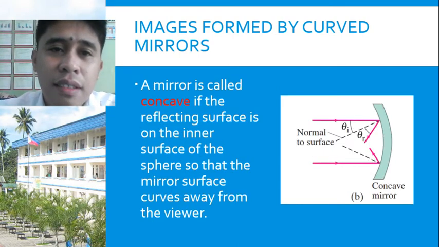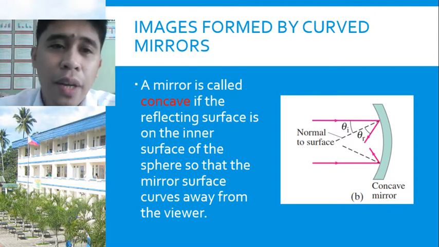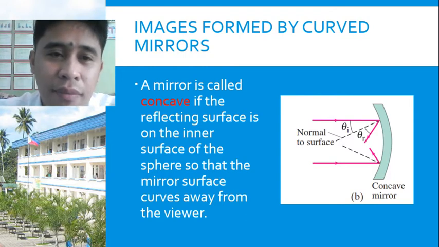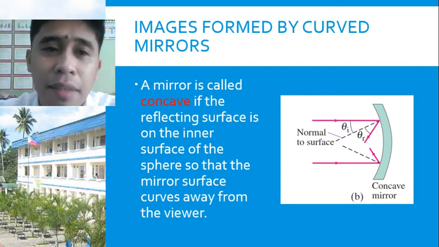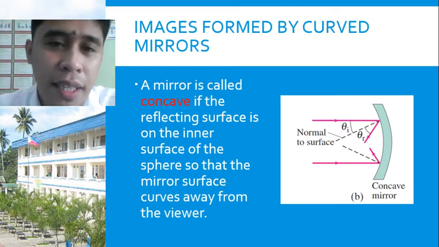A mirror is called concave if the reflecting surface is on the inner surface of the sphere, so that the mirror surface curves away from the viewer. Concave mirrors are used as shaving or cosmetic mirrors, and those magnifying mirrors because they do magnify.